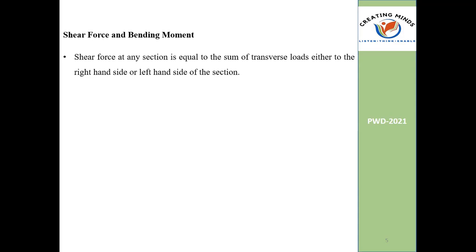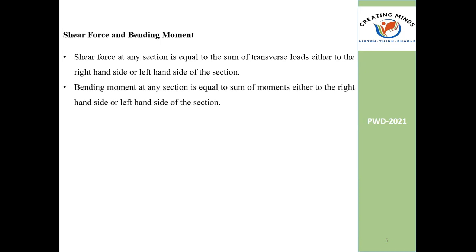Now I'll explain. Section is equal to sum of transverse loads. Transverse load means vertical loads, either to the right side or left side of the section. And bending moment at a section is equal to the sum of moments either to the right side or left side.